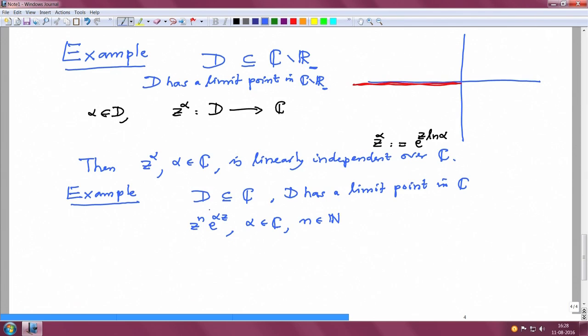So now I didn't have to bother about omitting this negative part of the real axis because I only took the integers. Natural numbers, not even integers. So they are only on this side, and I have these product functions. This family is linearly independent over C. The proof is again the earlier two examples combined. These functions are also called quasi polynomials.